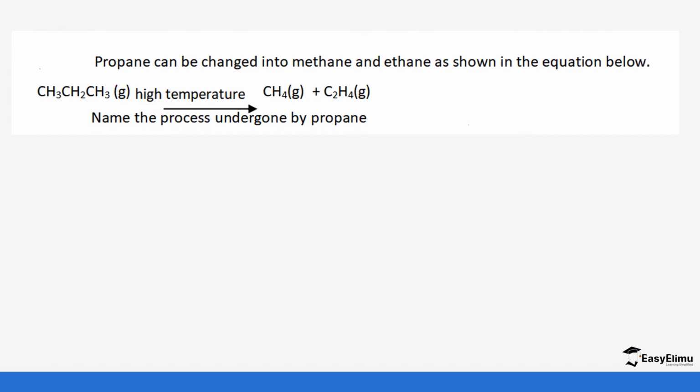So let's look at a few questions now in regards to what we have discussed. Propane can be changed into methane and ethane as shown in the equation below. You can see this is propane, it's changed to methane and ethane. Name the process undergone by propane. Since you can see on top of the arrow we have high temperature, this cannot be catalytic cracking because it needs to be very specific. So this is thermal cracking.